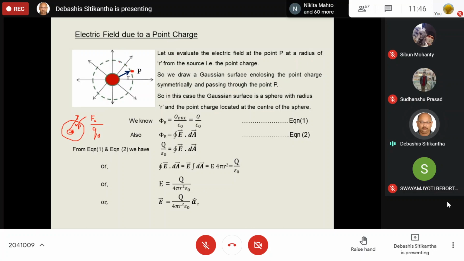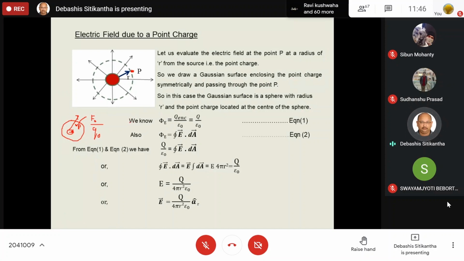So for this, we have to draw an imaginary Gaussian surface, an imaginary closed surface, which is going to completely enclose this point charge symmetrically, and it must pass through the point where we want to evaluate the electric field. So the point over here is P. As you can see, the Gaussian surface is passing through the point P. Next, in this case, the Gaussian surface is a sphere with radius r and the point charge located at the center of the sphere.